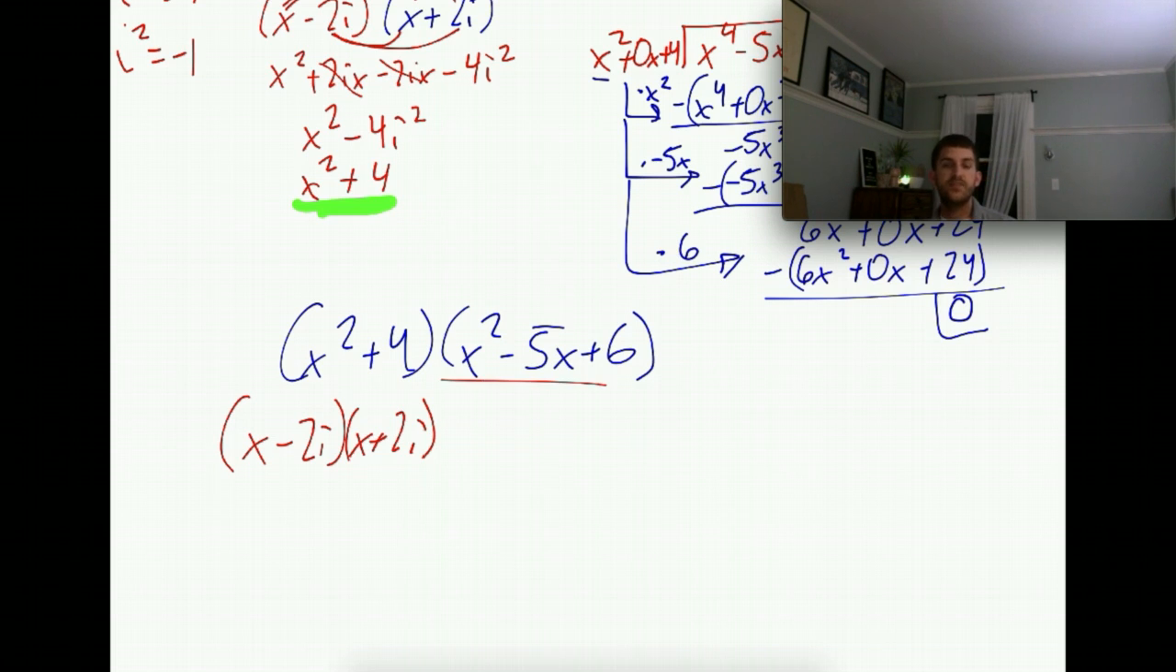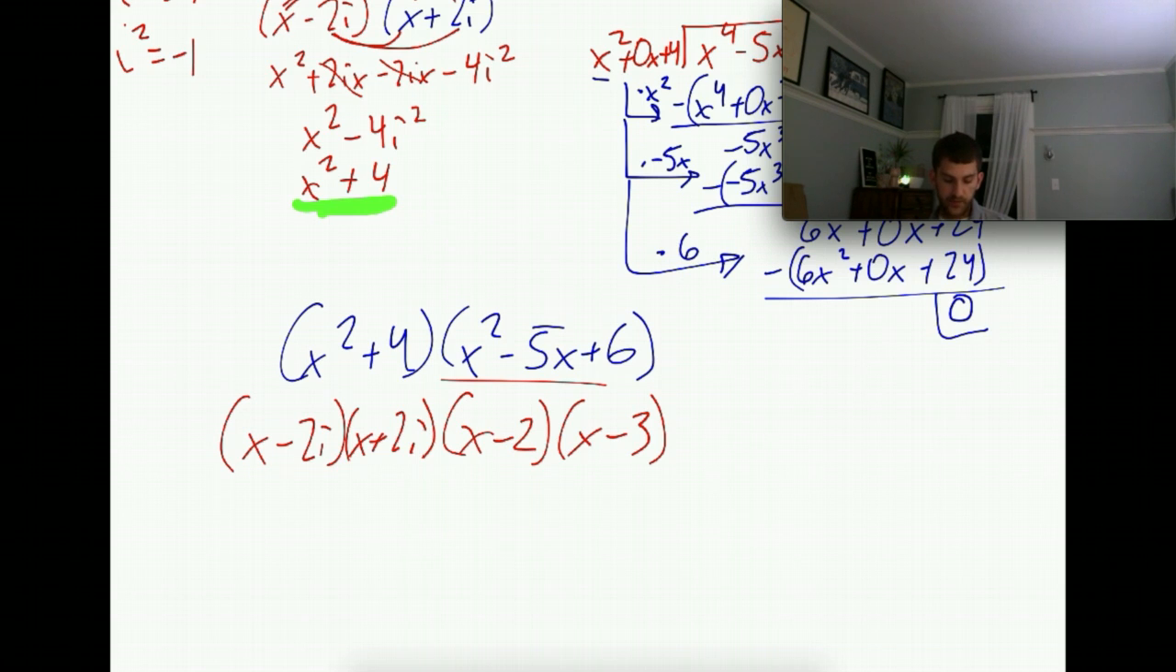x squared minus 5x plus 6. That's factorable, so be thinking about the x plus blank format. What times what gives us positive 6 and adds to negative 5? That'd be negative 2 and negative 3.